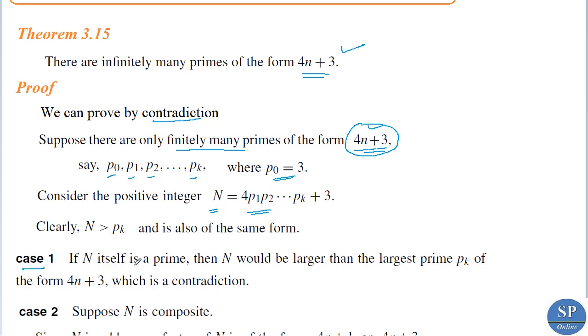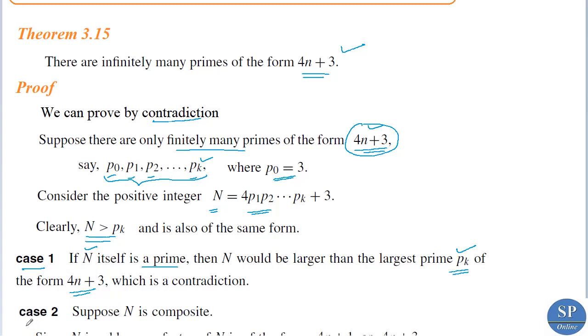Now we consider the first case. If n itself is a prime, then n would be larger than the last prime Pk. We have assumed that there are finitely many primes, so Pk will be the largest prime. So n would be a prime larger than Pk of the form 4n plus 3, which is a contradiction, because by our assumption Pk is the largest prime of this form.